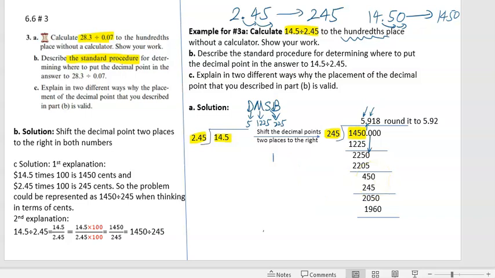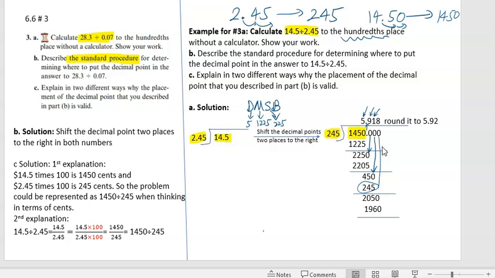And because we still need at least one more decimal place, we're going to add another 0 and then bring it down. 450, 245 only goes into 450 one time. So we put a 1 up there and write down this is 1 time of 245 and do subtraction. We got 205. And technically we can stop here, but we need one more digit in order to decide whether we need to round up to 5.92 or keep it as 5.91.